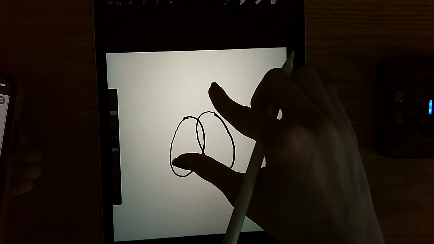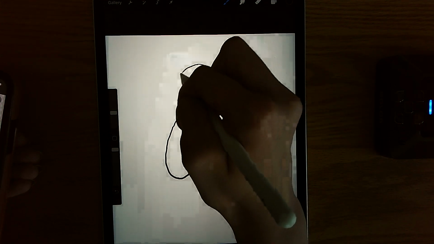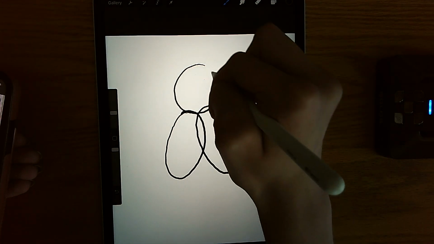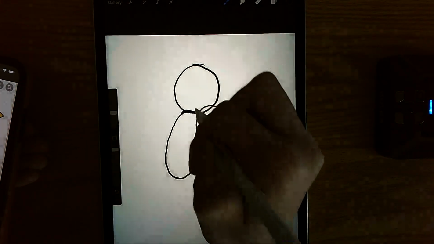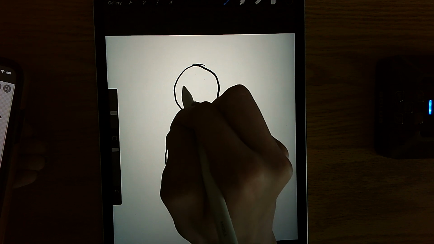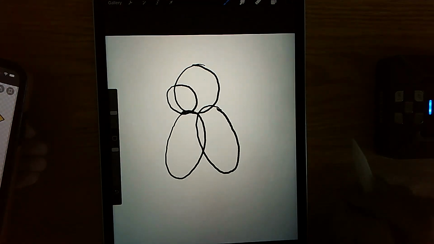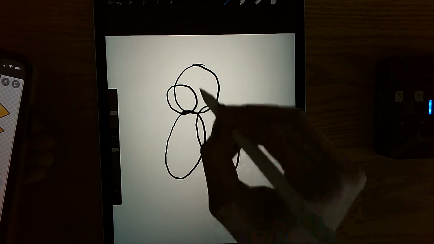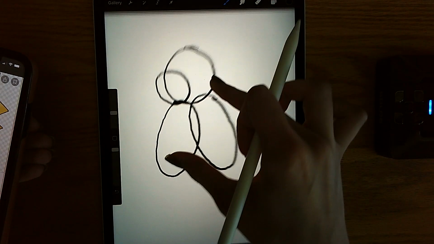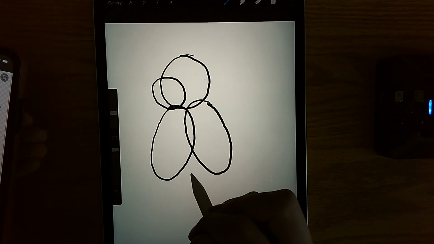Yep. And now for the head, we're going to draw a circle. Okay. And then a little bit off to the side, we're going to draw another circle. Try to get the placement where I'm placing them as best you can. So where the bottom of that circle goes right on the top of the oval.